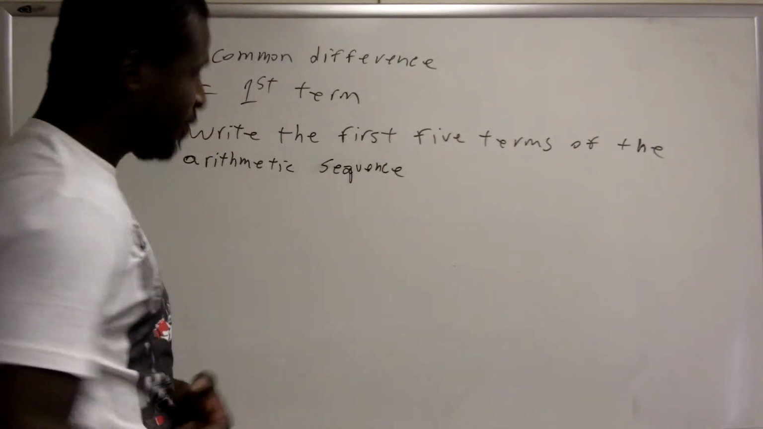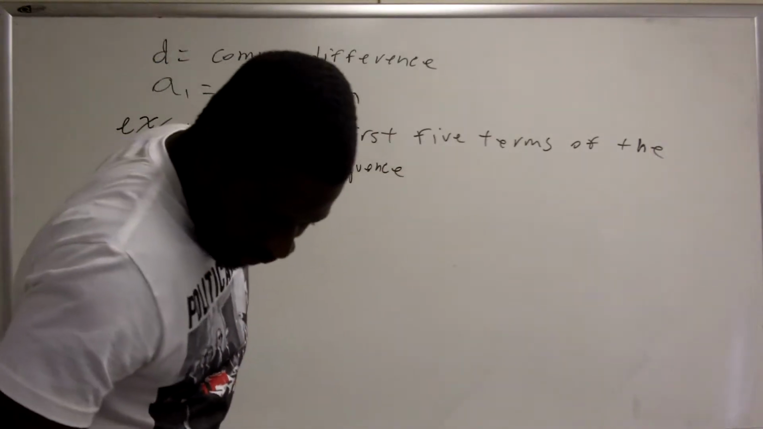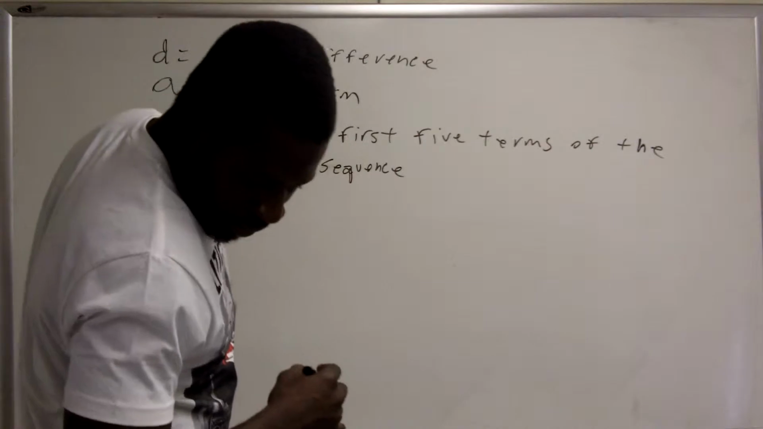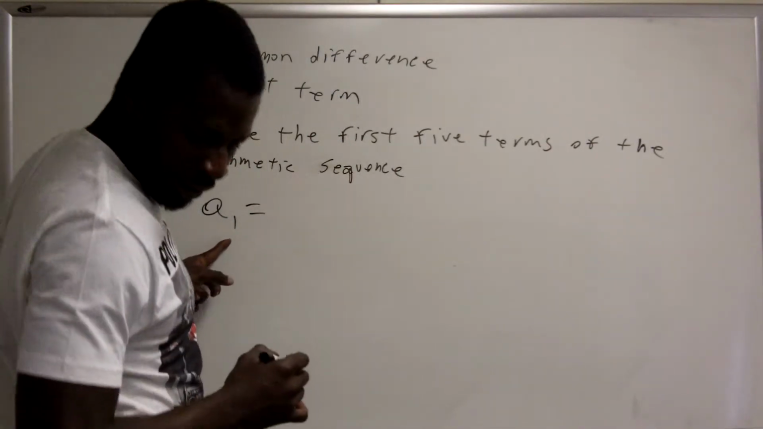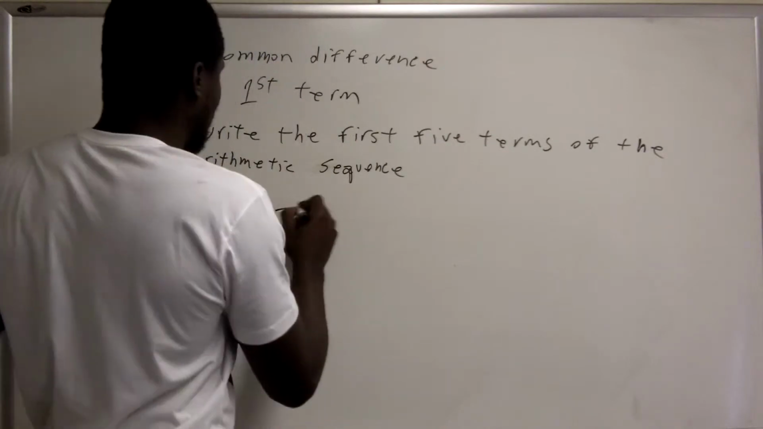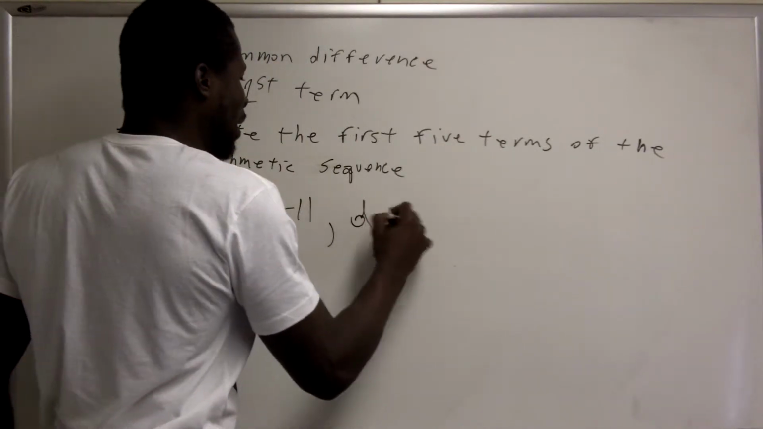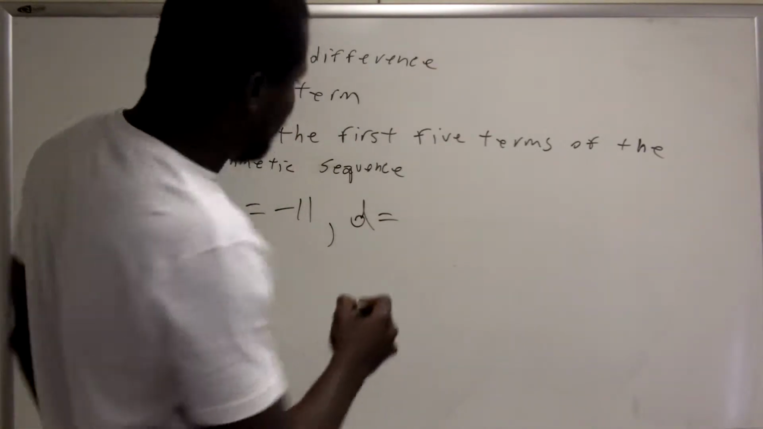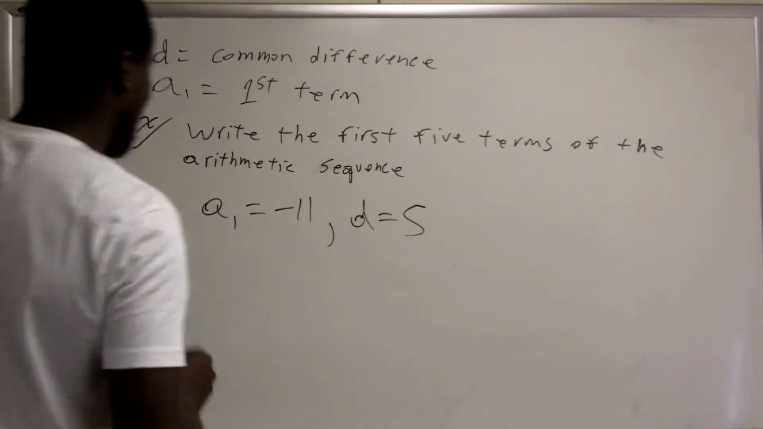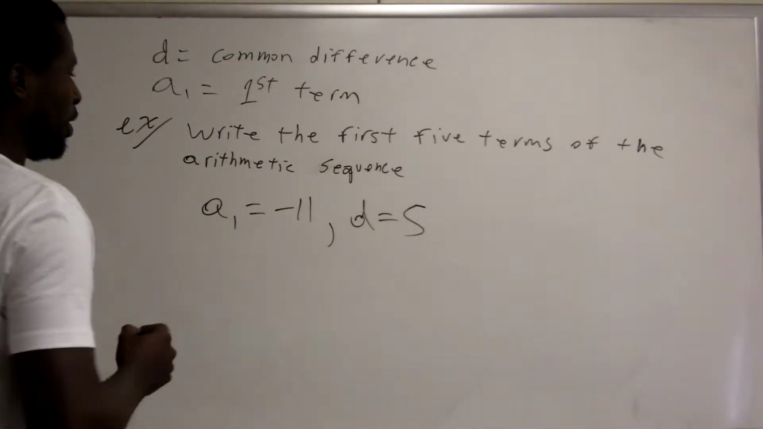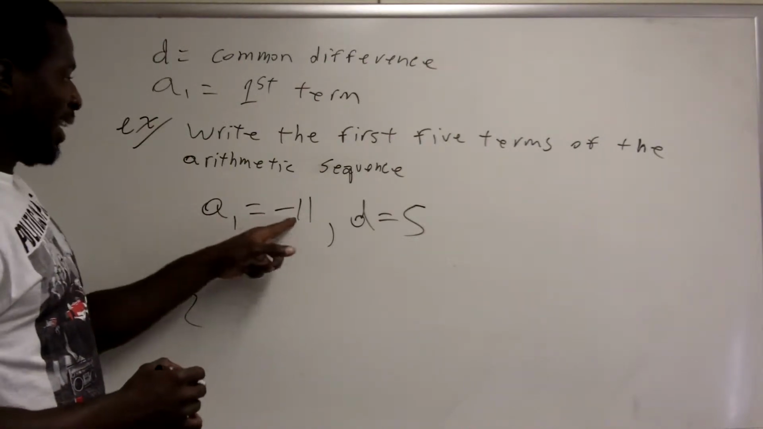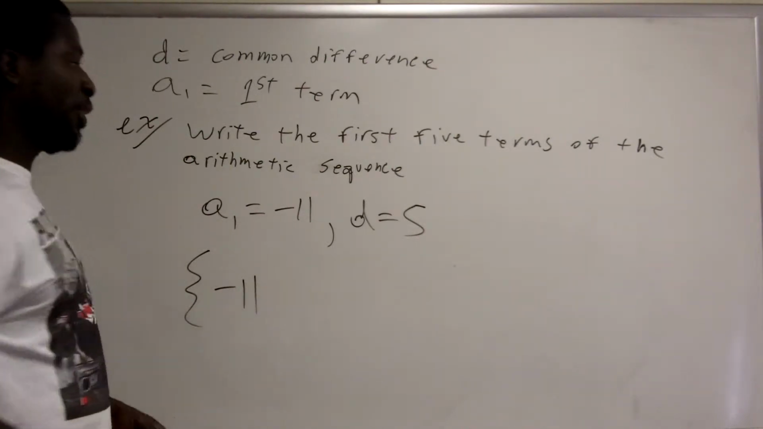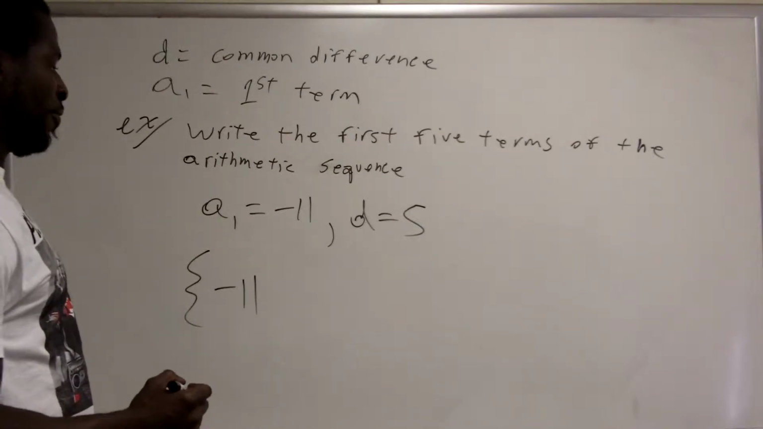So we're going to write the first 5 terms, and let's see. We have that A1, which is the first term of the sequence, is equal to negative 11, and D, the common difference, is equal to 5. So let's go ahead and write out the terms of this sequence. Well, A1, the first term of my sequence, is negative 11. So I already have the first term. Now I'm just going to write out the other 4.